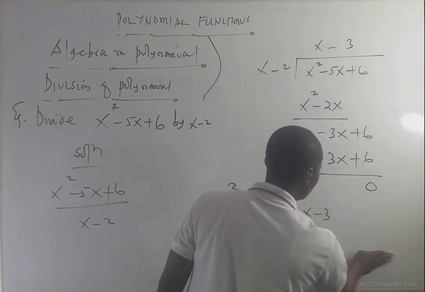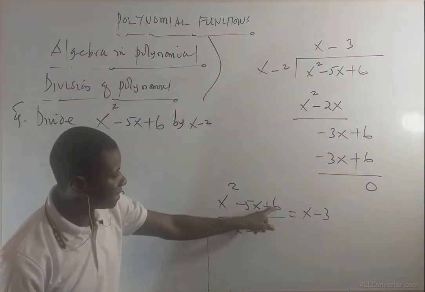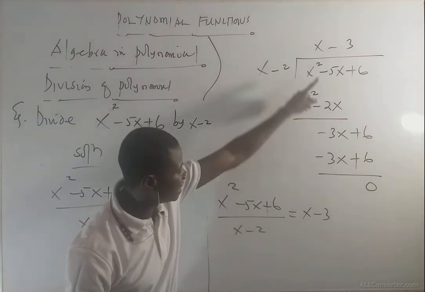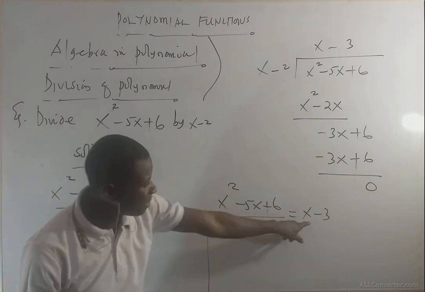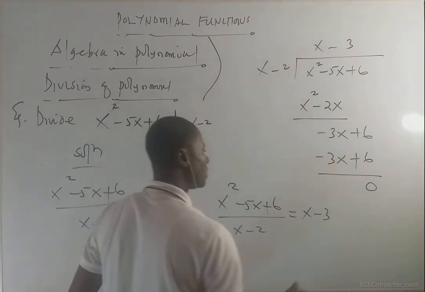So take note in general that when we divided x squared minus 5x plus 6 by x minus 2, we got x minus 3. That means that if you also divide x squared minus 5x plus 6 by x minus 3, then we will get x minus 2 as the answer. What am I talking about? Now, what I'm saying is this.